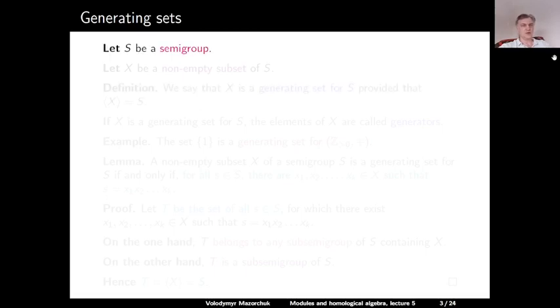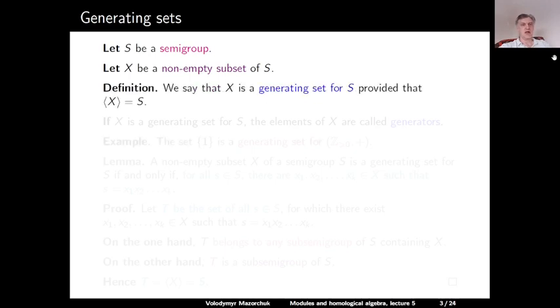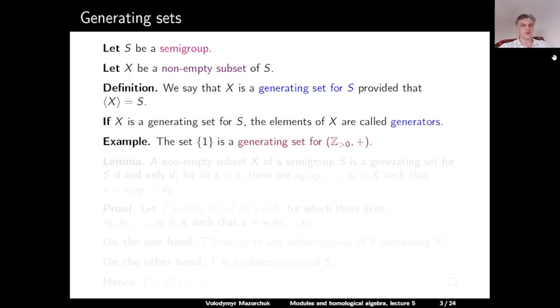Let S be a semigroup and X a non-empty subset of S. We will say that X is a generating set for S, provided that the subsemigroup generated by X in S coincides with S. If X is a generating set for S, then the elements of X are called generators. For example, the singleton set consisting of 1 is a generating set for the semigroup of all positive integers with respect to addition.